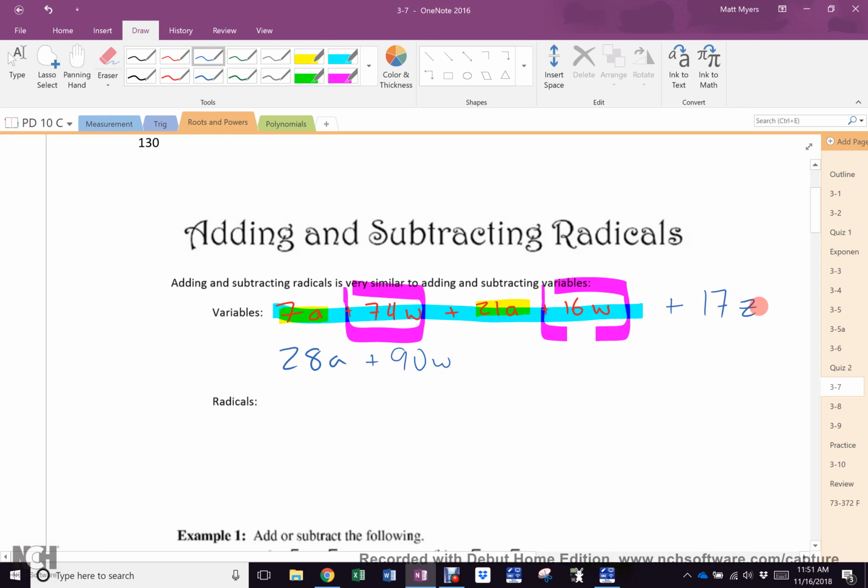What if I added this to the mix? It would be plus 17Z. Why? Because there's no other Z's. Okay? Okay. If you know how to do that, you know how to do the next thing.